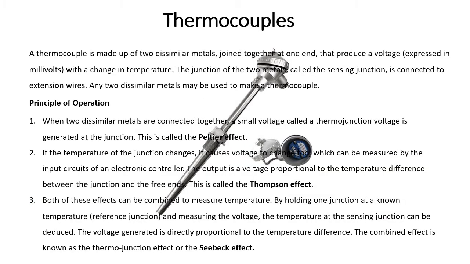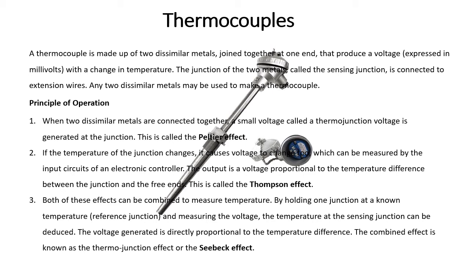Now let's discuss one of the most commonly used temperature measurement devices in industries, which is the thermocouple. A thermocouple is made up of two dissimilar metals joined together at one end that produce a voltage, expressed in millivolts, with a change in temperature. So once the temperature increases, the voltage increases, and when it comes down, the voltage decreases. The junction of the two metals is called the sensing junction and is connected to the extension wire. Any two dissimilar metals may be used to make a thermocouple.